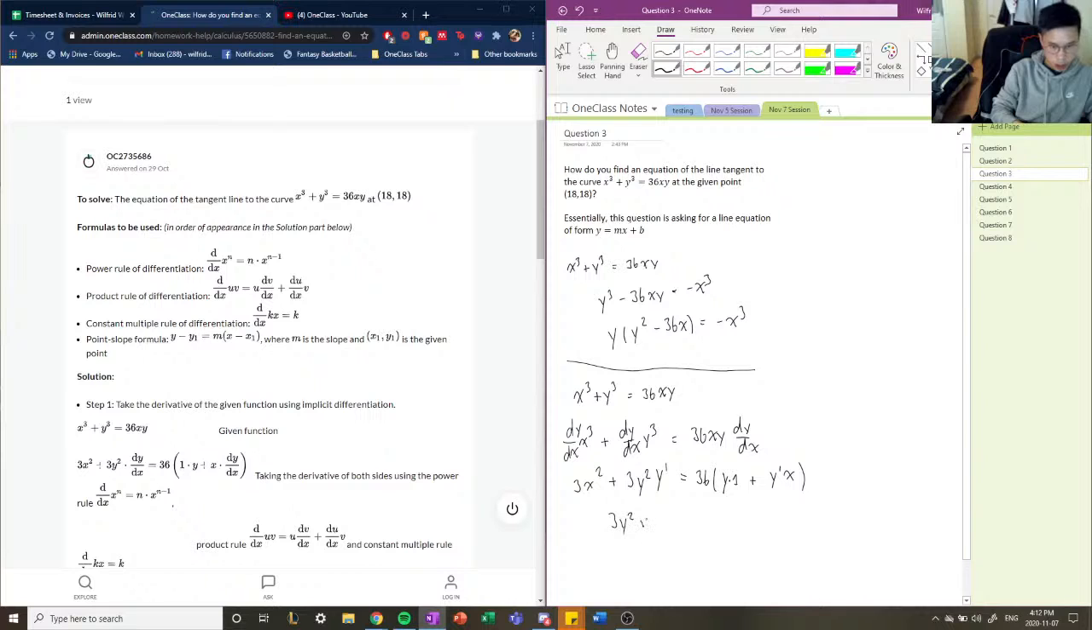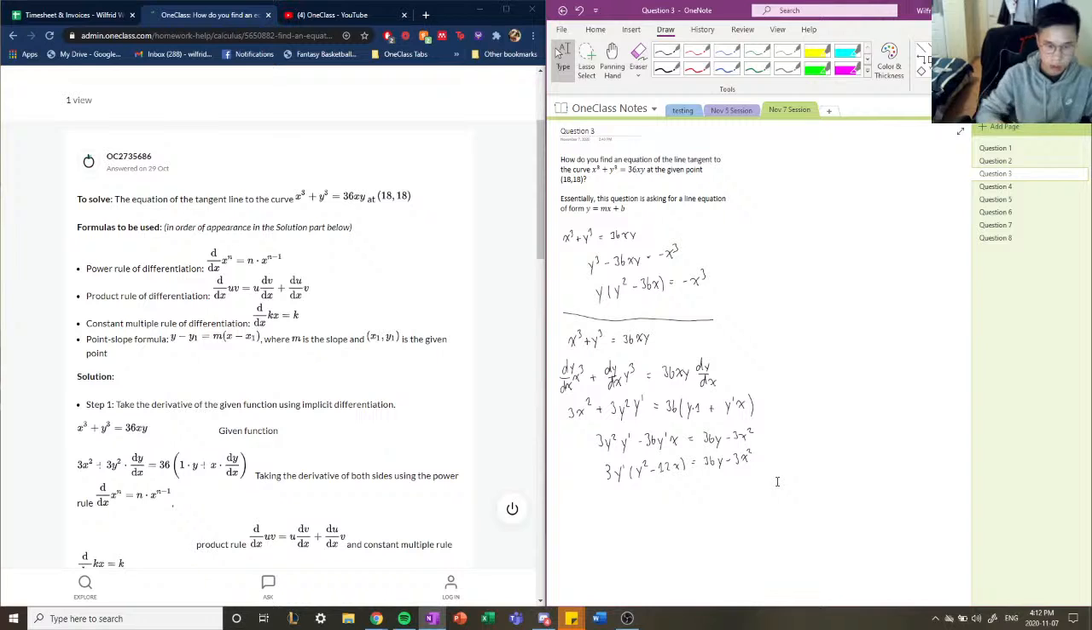So 3y squared y prime minus 36 y prime x equals 36y minus 3x squared. All right, we take out y prime here and 3, and we get y squared minus 12x equals 36y minus 3x squared. And finally, we move this term to the side. We divide the right side and left side by 3. So we get y prime equals 12y minus x squared over y squared minus 12x.